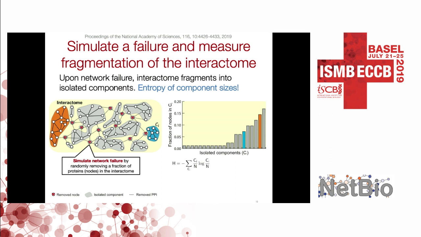So here on the left, you see a hypothetical interactome where nodes indicate proteins, edges represent physical protein interactions. Upon a specific network failure, which is represented here by randomly removing a set of proteins and all of their interactions, the network will become dissociated and will fragment into a number of isolated components, shown here by these gray blocks or regions. Now, what is really important is to understand into how many isolated components the network has broken, and what is the size of those components. A natural way to characterize that is through entropy on the size of the connected components, which is shown here on the right part of the slide.